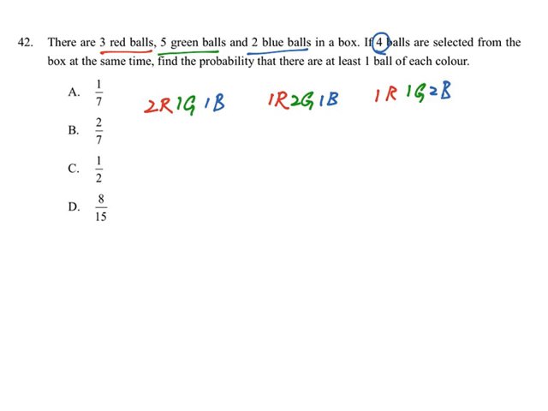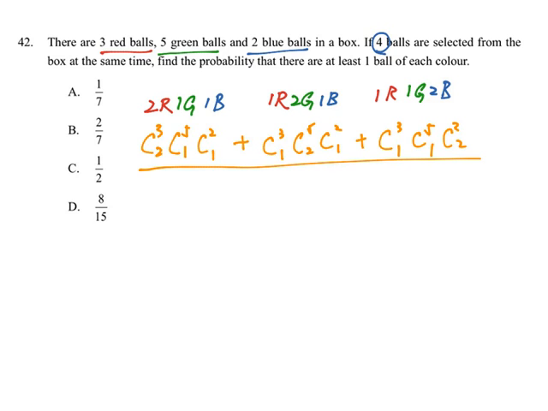So let's see one by one. For the first one, there are 3 red, so 3C2, and then 5C1, 2C1. And then next one, 3C1, 5 green get 2, 2 blue get 1 blue. Last one, 3 get 1, 5 get 1, finally 2 get 2.